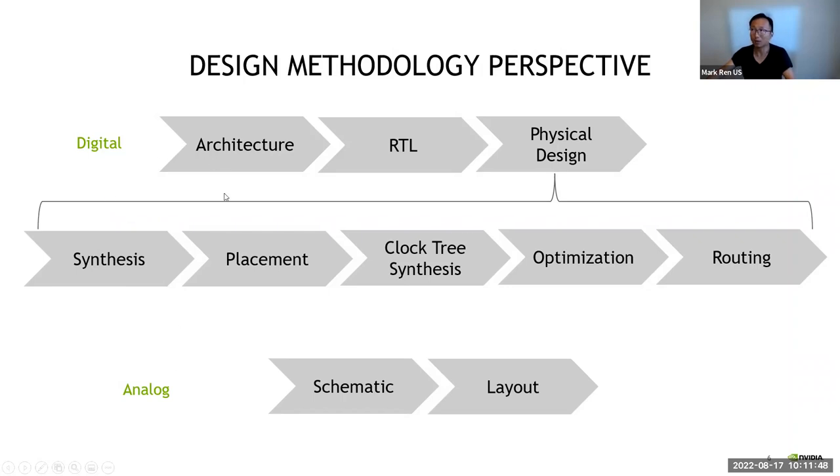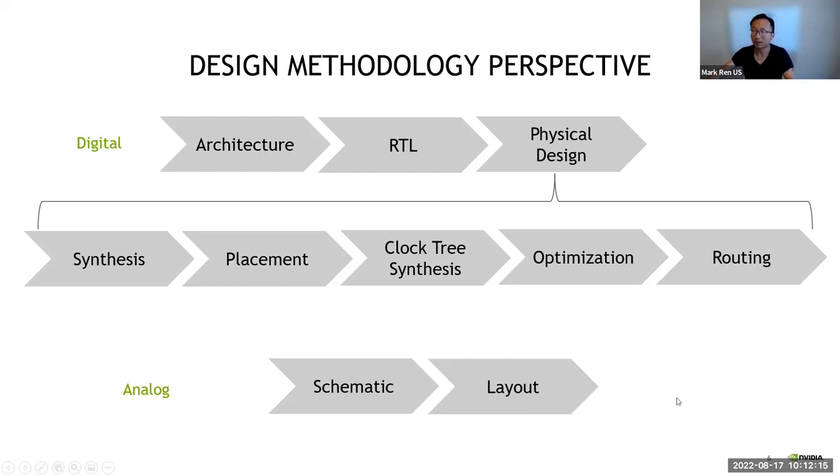So for digital flow, usually you have architectural design, you have RTL design, you have physical design. And in physical design, you have synthesis, placement, clock-tree synthesis, optimization, routing, right? So all these are methodologies. So you have high-level methodology, you have low-level methodology, you have many methodologies. For analog, you have schematic design and layout design.